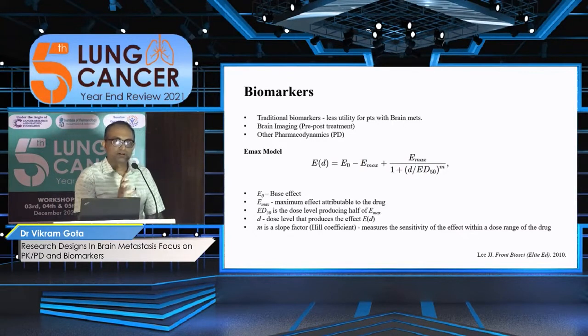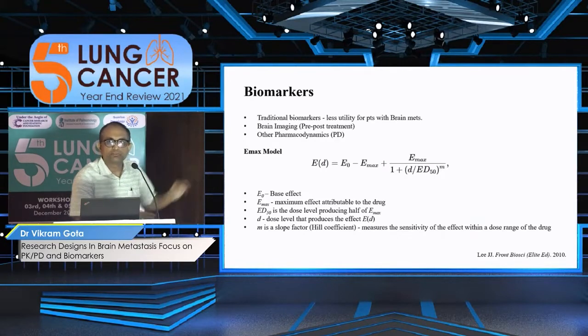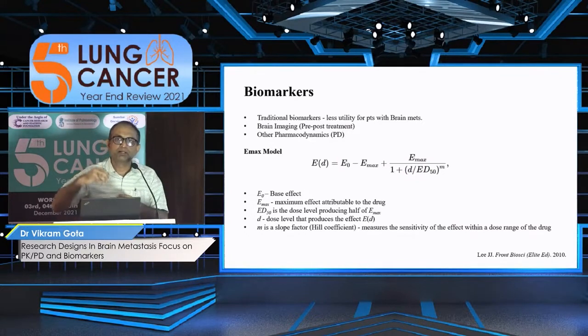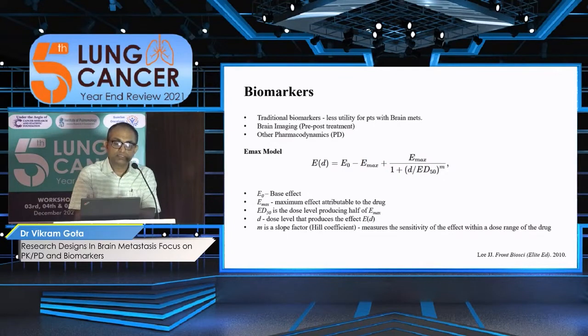And my next part of the talk, which is just one slide, is about biomarkers. And I don't think there are any great biomarkers for brain metastasis. Therefore, the best thing that you can take is imaging biomarker, because the imaging biomarker may actually tell you what is the delta change between pre-treatment and post-treatment levels, and then you can actually fit that using this kind of a model.